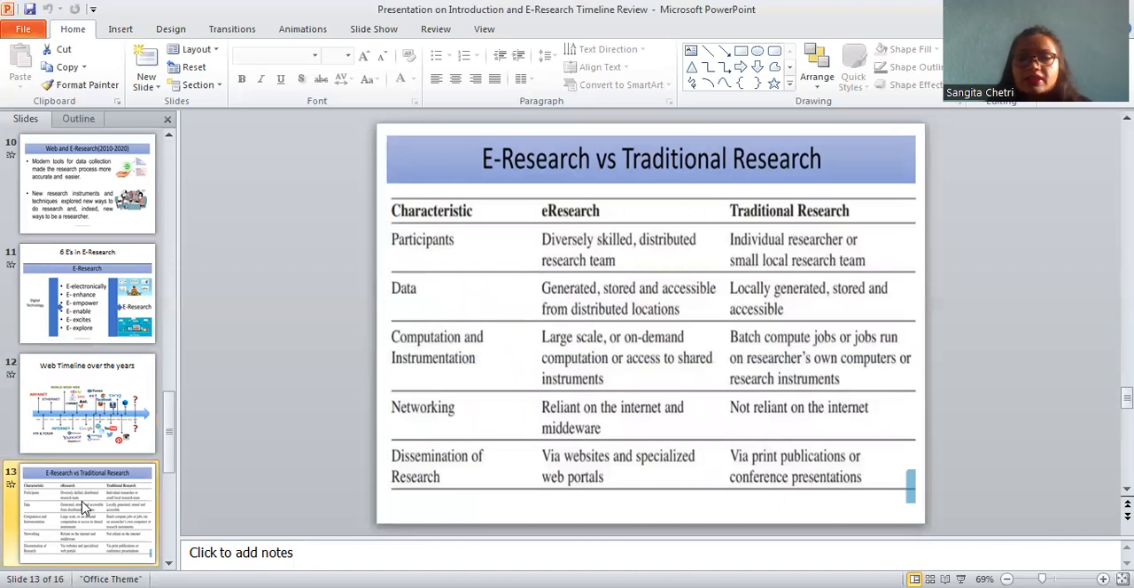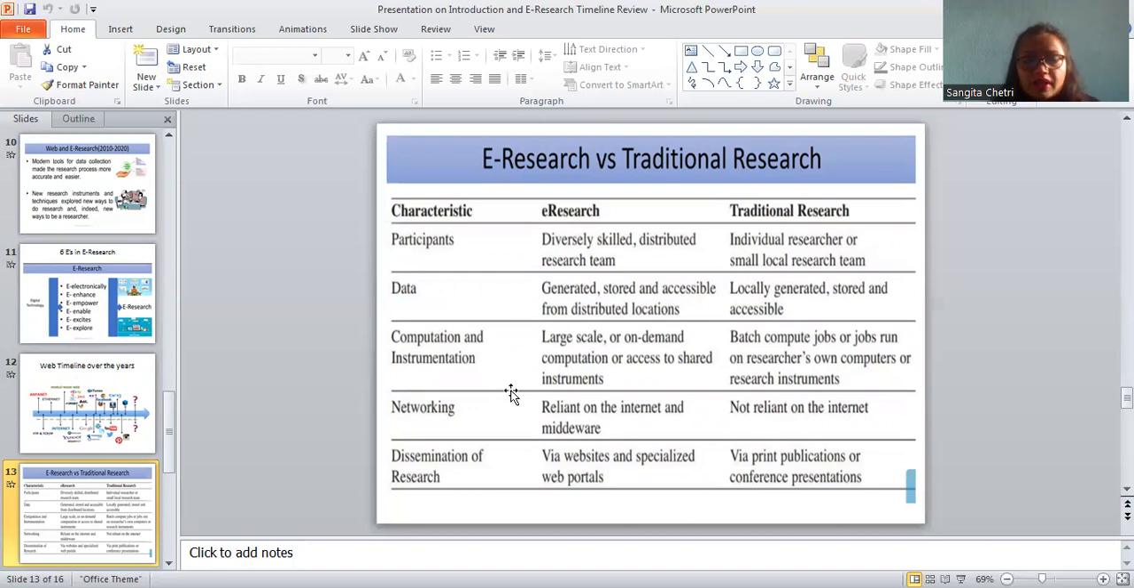E-research versus traditional research. What is e-research versus traditional research? So, characteristics: participants, in e-research a diversely skilled distributed research team; in traditional research, individual or small local research team. Data: in e-research generated, stored, and accessible from distributed locations; in traditional, locally generated, stored, and accessible.